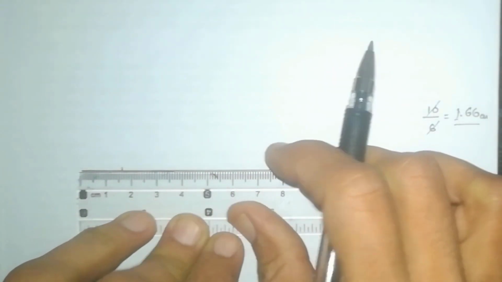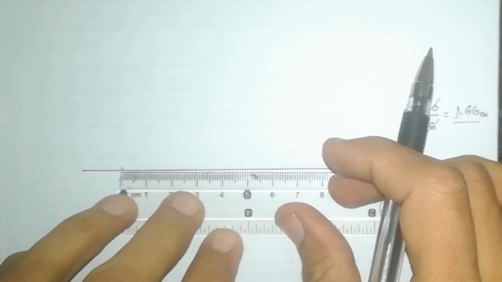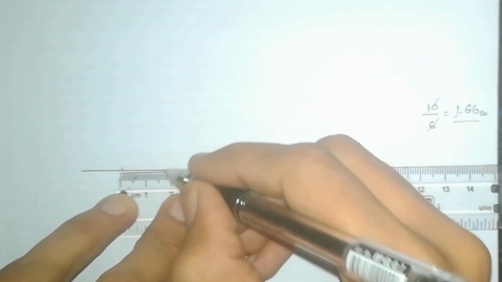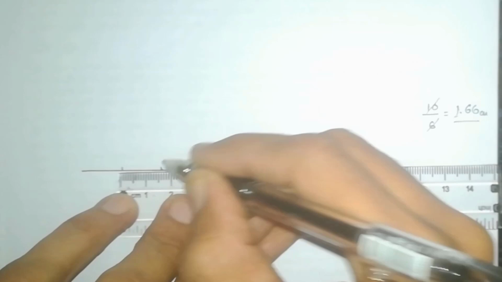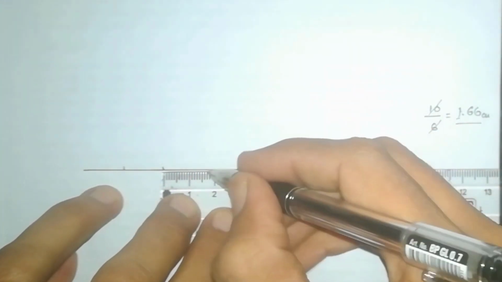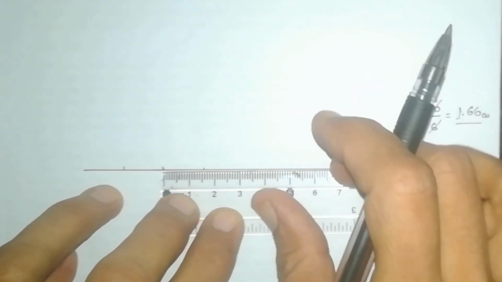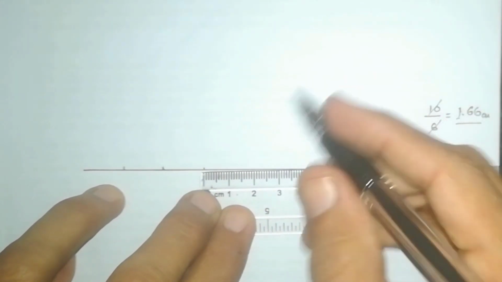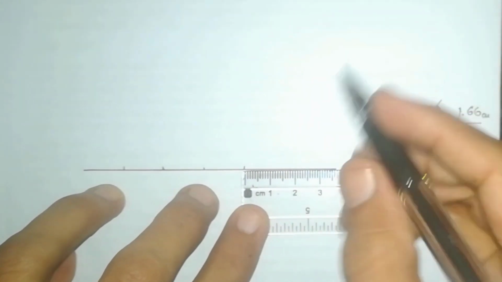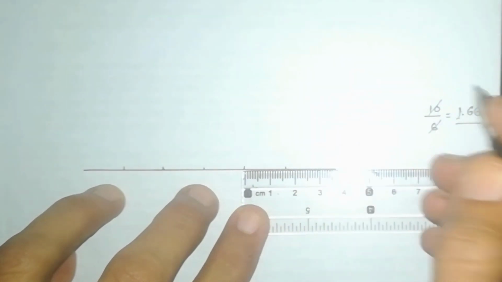The second one, I will draw here the line or cut it again. So 16 millimeters, again here 16 millimeters, and here again 16 millimeters, 16 millimeters, 16 millimeters.